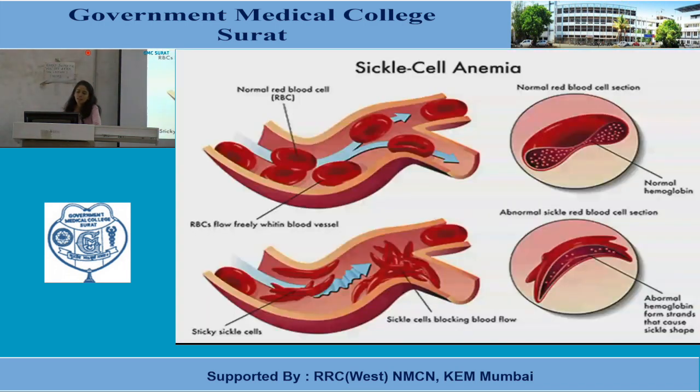Normally, a normal RBC goes easily through the blood vessels, as a normal RBC is spherical in shape. The sickle shaped cells block blood flow because they get stuck in the blood vessels, causing blocking of the vessels and painful crises.